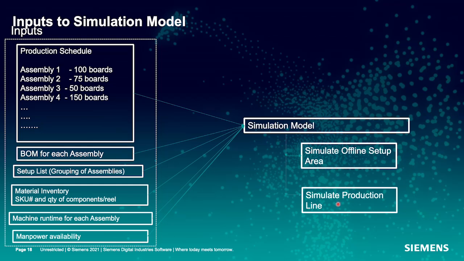It also simulates how the jobs will run on the line, accounting for material replenishments or resource availability. The whole goal here is to compare setup time versus runtime and to see if the offline setup area will be able to keep up with the production runs. That way, the production line is not waiting on the offline setup area.